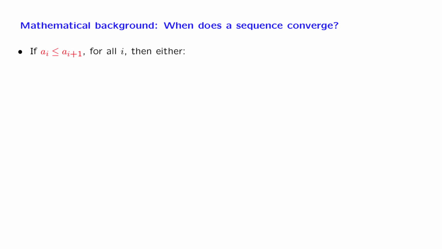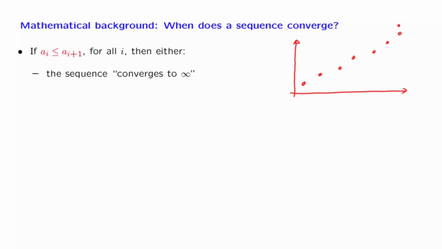The first one deals with a case where we have a sequence of numbers that keep increasing, or at least they do not go down. In that case, those numbers may go up forever without any bound. So if you look at any particular value, there's going to be a time at which the sequence has exceeded that value. In that case, we say that the sequence converges to infinity.